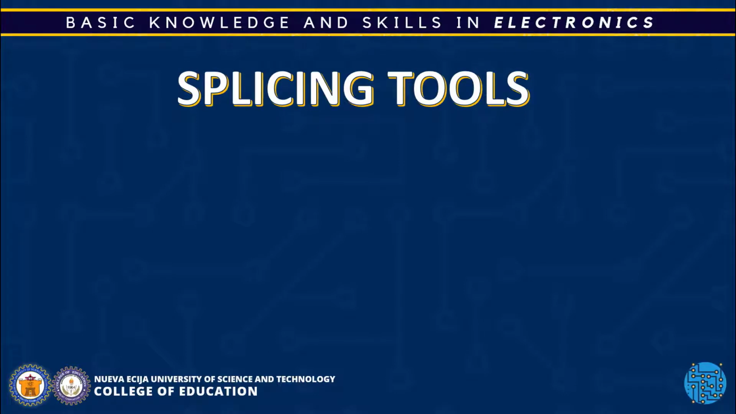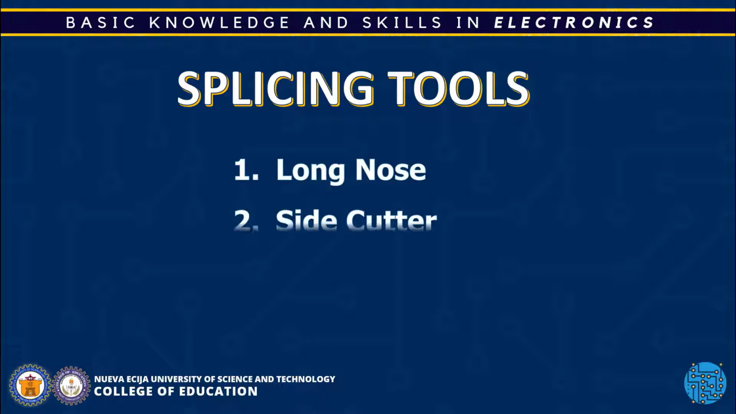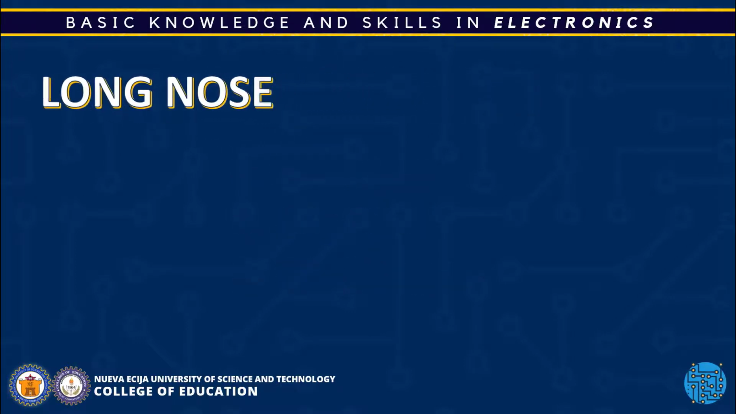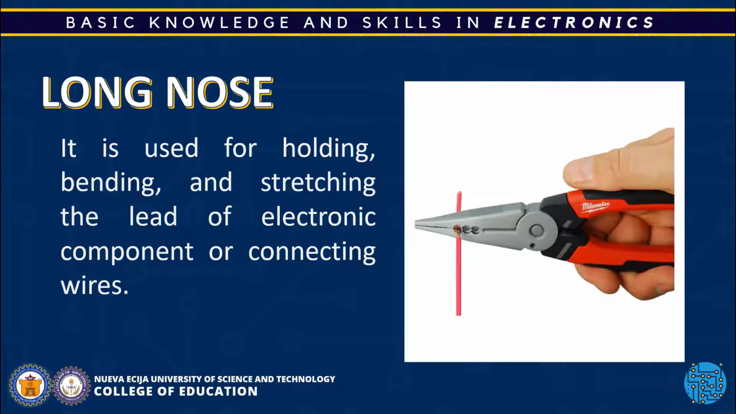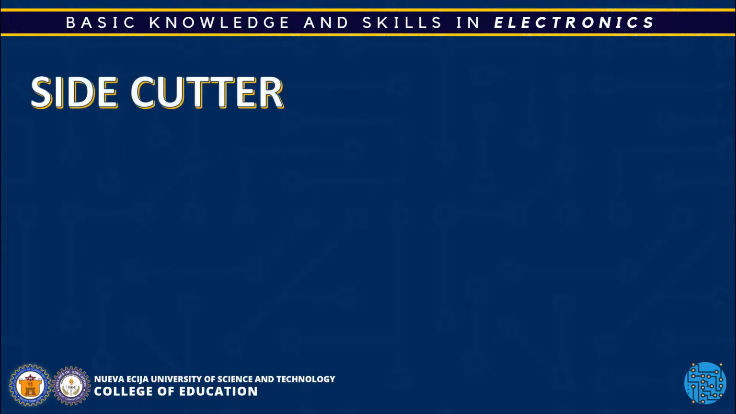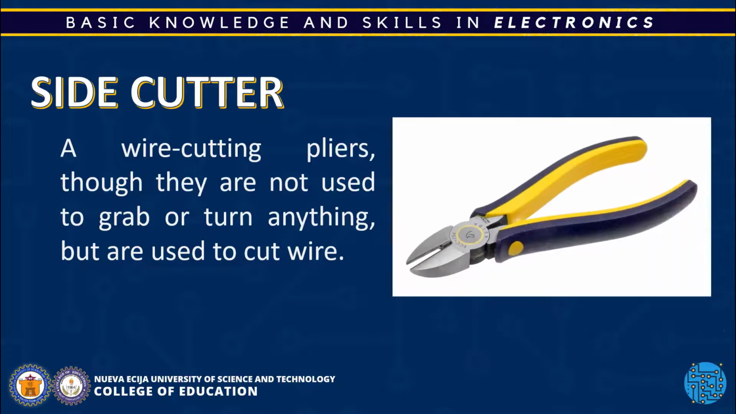Next are splicing tools. These tools are primarily used to hold, bend, cut, and strip the leads of electronic components, such as long nose pliers, side cutter, and wire stripper. Long nose. It is used for holding, bending, and stretching the leads of electronic components or connecting wires. Side cutter. Wire cutting pliers, though they are not used to grab or turn anything but are used to cut wire.